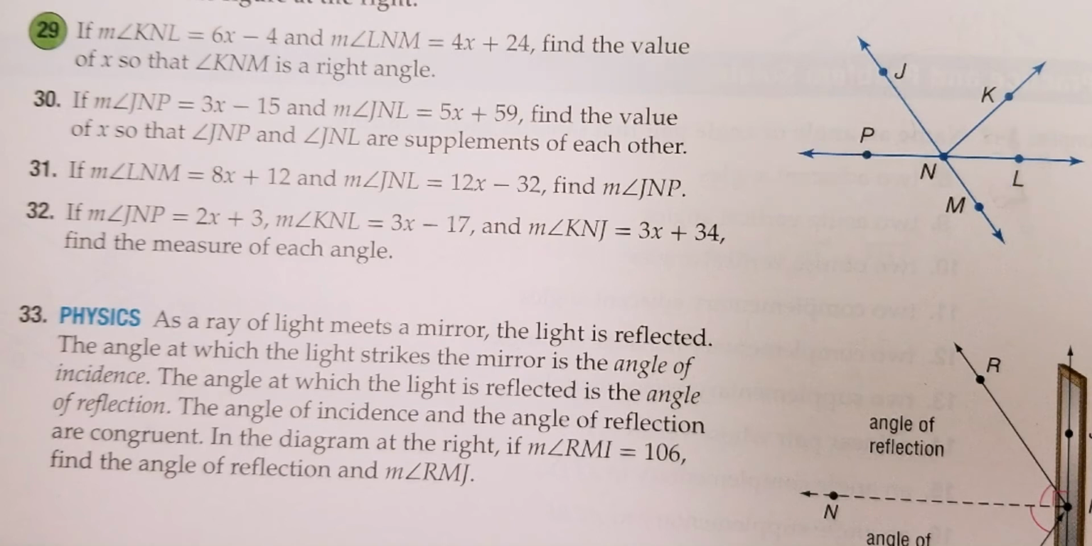30. If JNP is 3x minus 15, so JNP right here, that's 3x minus 15. And JNL right here, JNL, that's going to be 5x plus 59. Find the value of x so that they're supplements. That means that they're a linear pair.